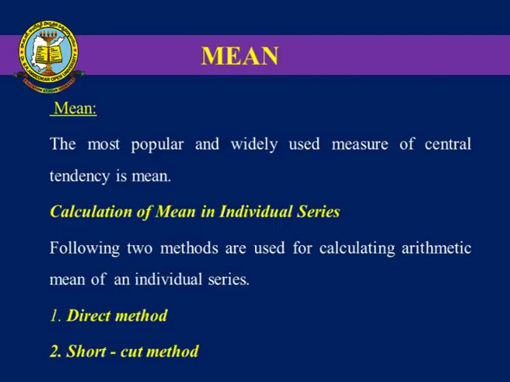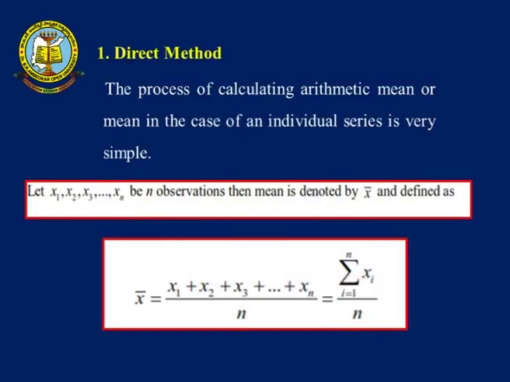One is the direct method, another one is the shortcut method. So, 2 methods we can apply for calculating the mean value. If I take the direct method, again we are talking about a series, a number of observations. Those observations should be in an individual, discrete manner or continuous manner. If they are discrete numbers, we can apply the direct method.